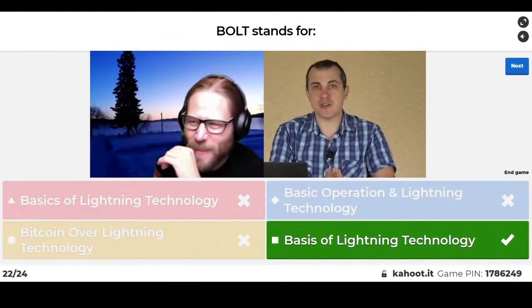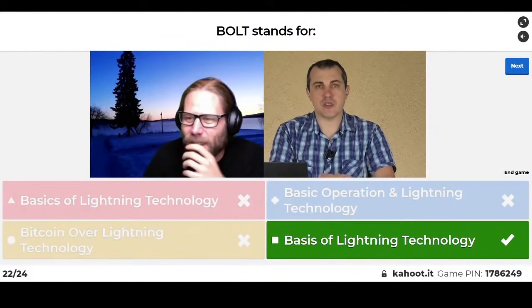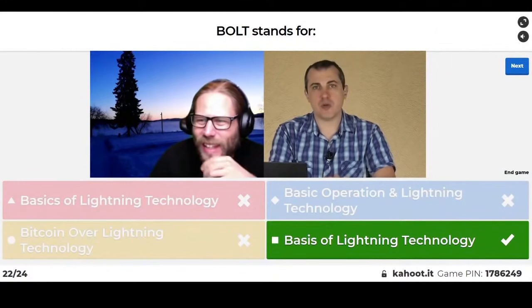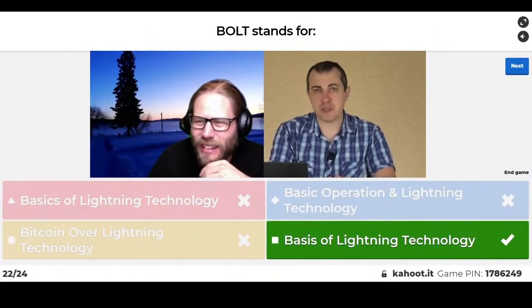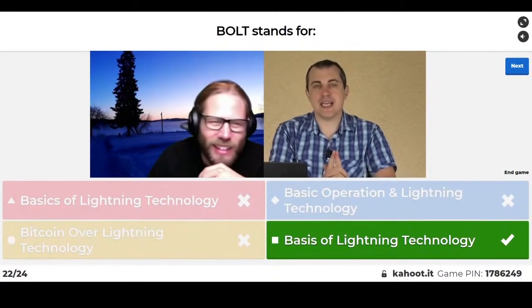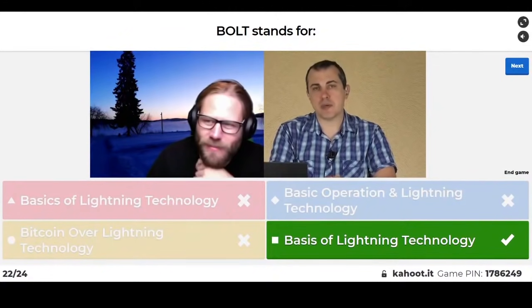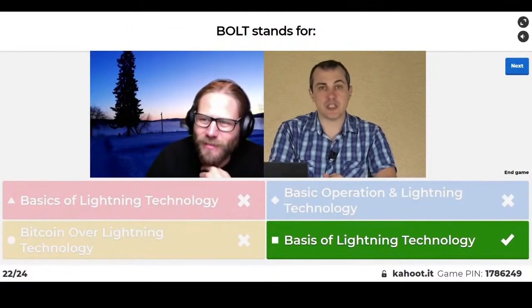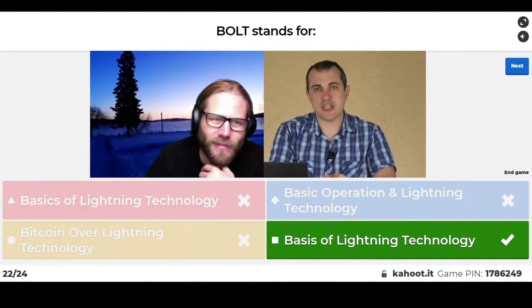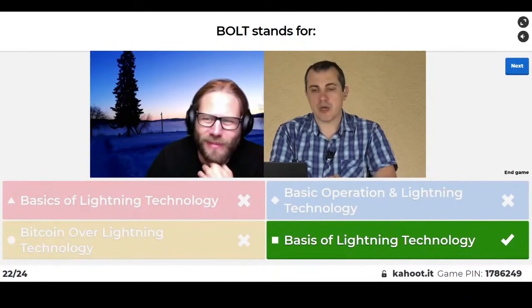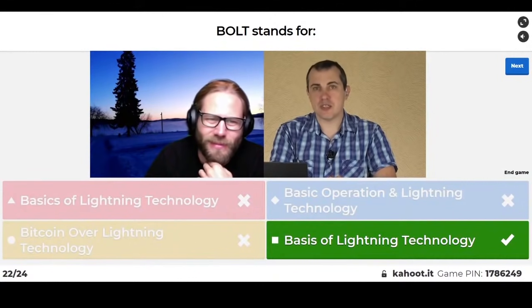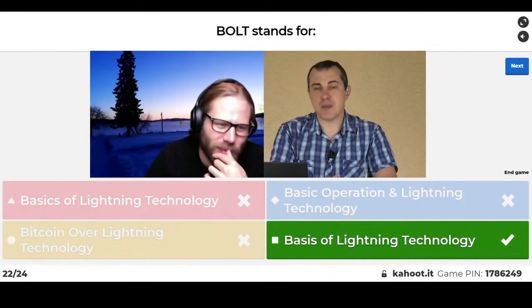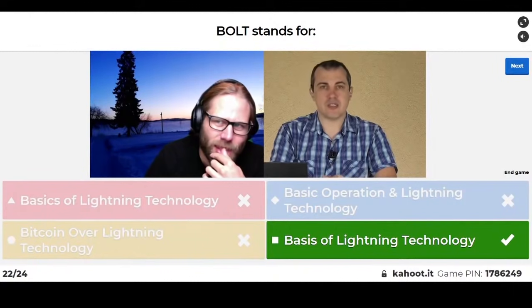Yeah. Okay, so what are the bolts? The bolts are a series of specifications. So on the internet, we have RFCs. In Bitcoin, we have BIPs, Bitcoin Improvement Proposals. In Lightning, the interoperability standards and specifications, which you can find at lightning-rfc on GitHub, are basis, not basics. Everybody thinks it's basics. Well, most people think it's basics. It's basis, as in the foundation, the basis of Lightning technology.